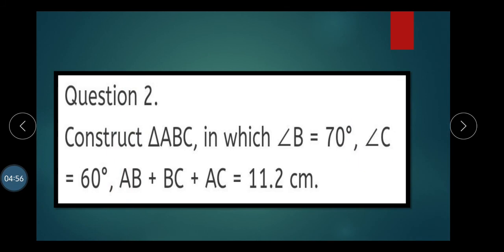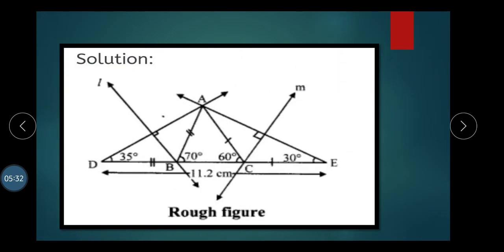Question number 2. Construct triangle ABC in which angle B is equal to 70 degree, angle C is equal to 60 degree, AB plus BC plus AC is equal to 11.2 centimeter. Yeah, this is from our last session, that is construction 3. That is, to construct a triangle if its perimeter, base and the angles are given. So let us see the explanation and the rough figure. This is the rough figure of your sum.